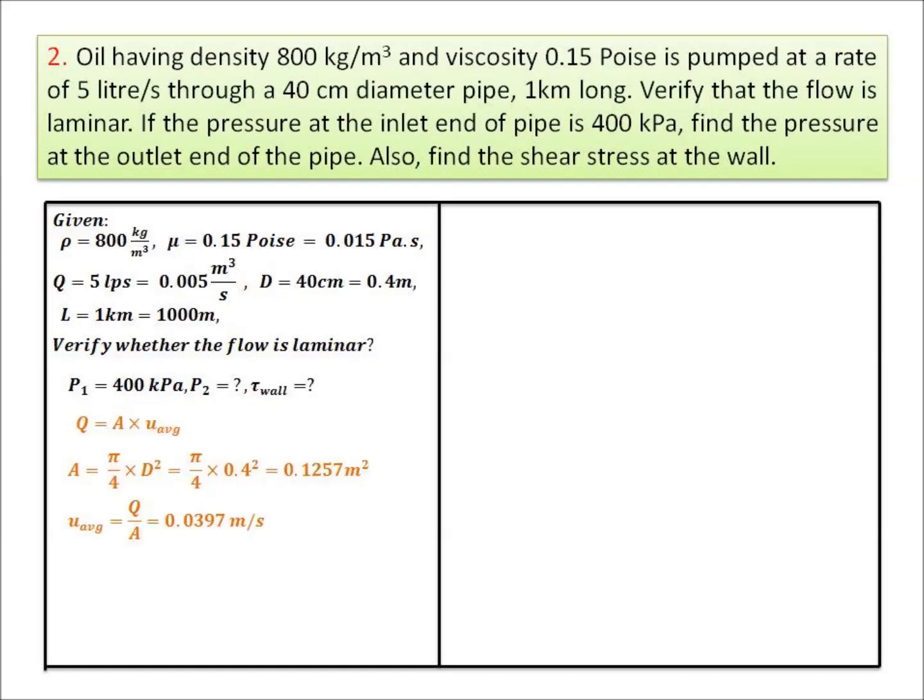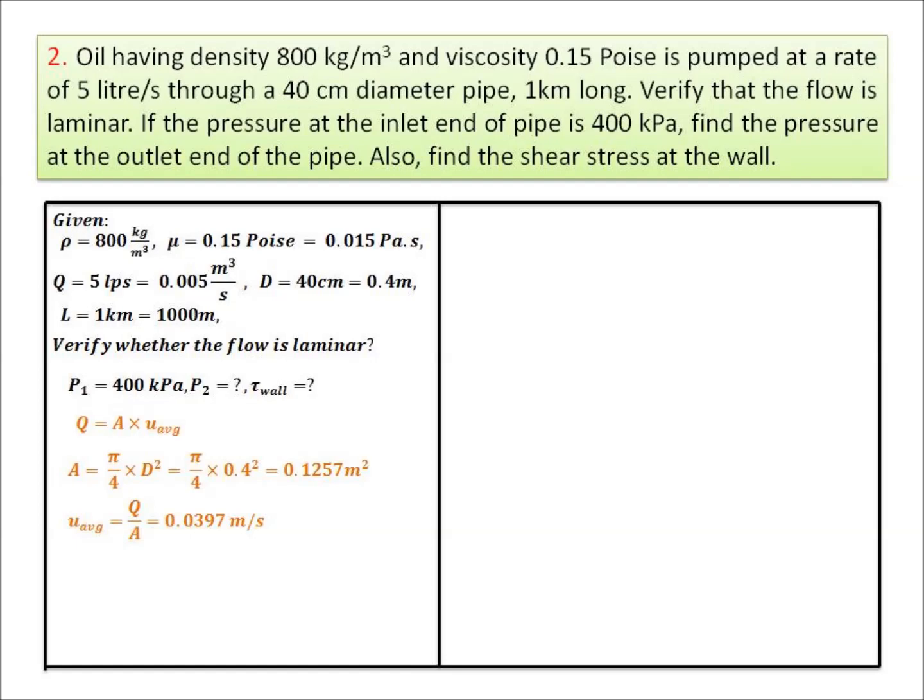So we know that the discharge is given by cross section area of pipe into average velocity, and we have been given the discharge, and the cross section area of pipe we can calculate by using the diameter of pipe, and it is 0.1257 meter square. So using the discharge and the cross section area of pipe, we get the average velocity as 0.0397 meter per second. And now we have to verify whether the flow is laminar or not.